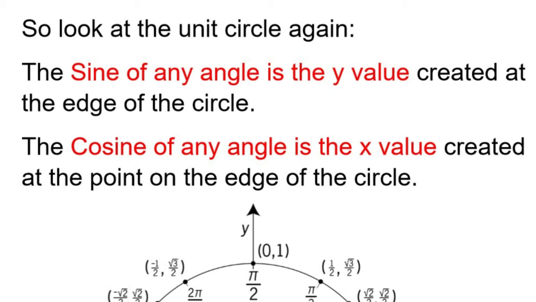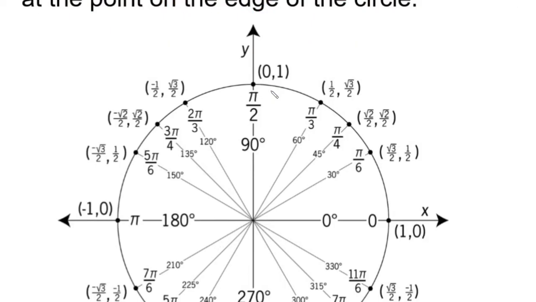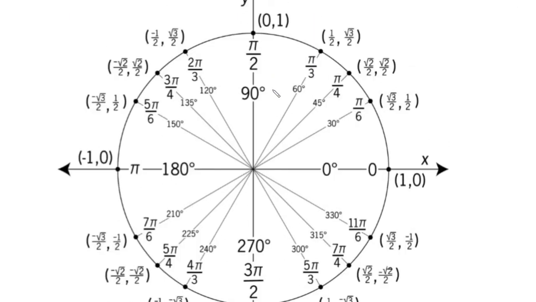The sine of any angle is the y value created at the edge of the circle, which you should have written down. The cosine is the x value created at the point on the circle. So, if I tell you to tell me what is cosine of 60? Well, cosine is the x value, and this is the 60-degree angle. So that's the x value is 1/2, so cosine of 60 is 1/2. This is how powerful this tool is.